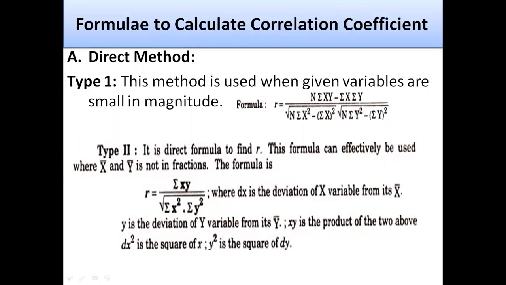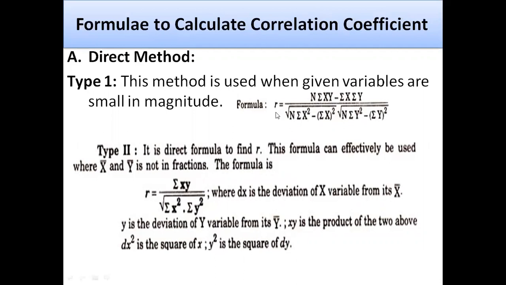We go with the first one, the type 1 formula. This method is used when the given variables are small in magnitude. Suppose we have a data set where the x variable values are 2, 3, 5, 7, 8, 9, and the y variable data set is 10, 12, 15, 19, 18. In that manner, if we have small magnitudes, then we can apply this formula of correlation.